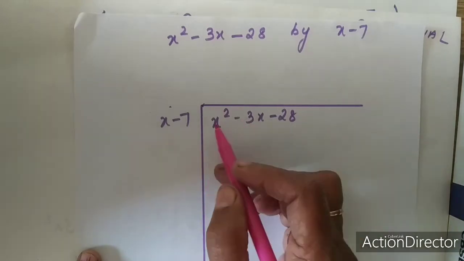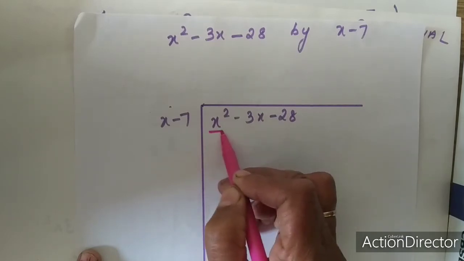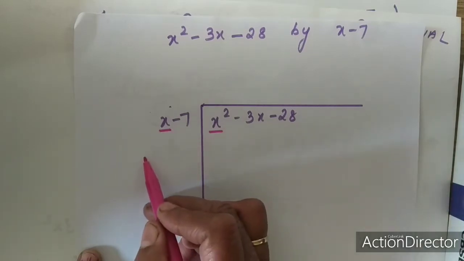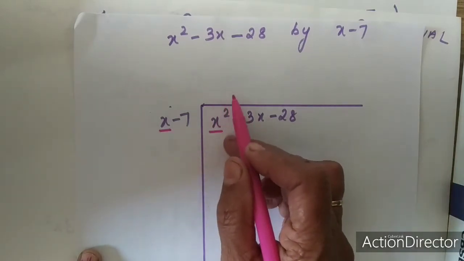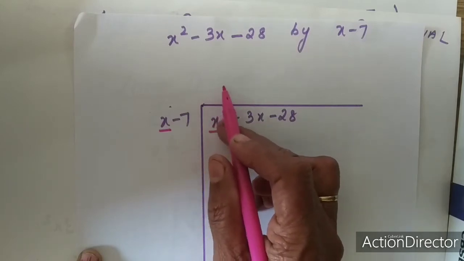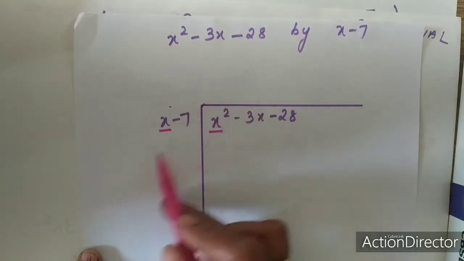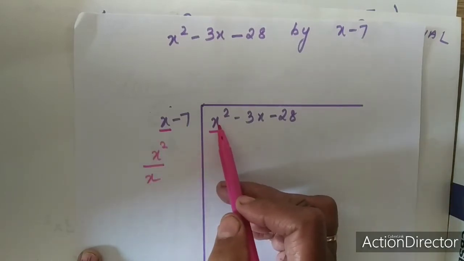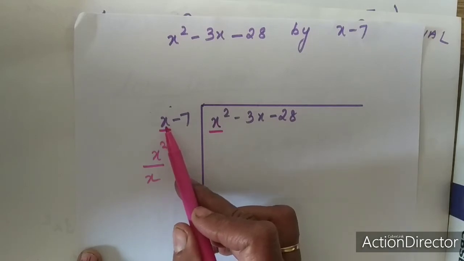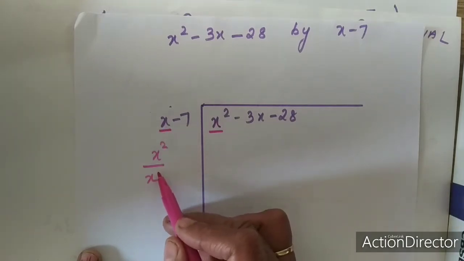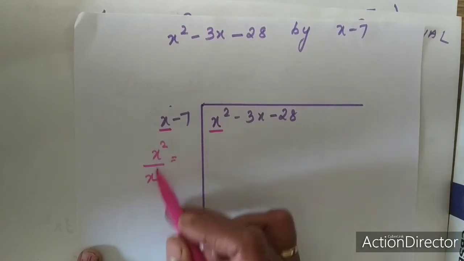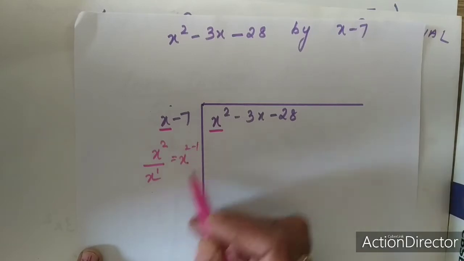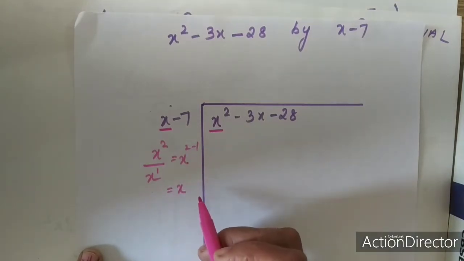the bracket. Now first I am going to take the first term of the dividend and the first term of the divisor. This you are going to divide to find what will be the first term of the quotient. In order to find out the first term of the quotient, you are going to divide x square upon x. That is the first term of the dividend divided by the first term of the divisor. If the power is not given, you take it as 1. Now since the bases are the same, I am going to subtract the powers. So x power 2 minus 1, which is equal to x.